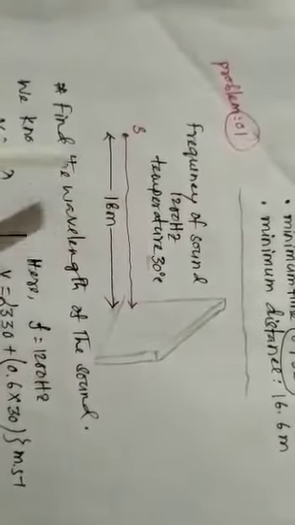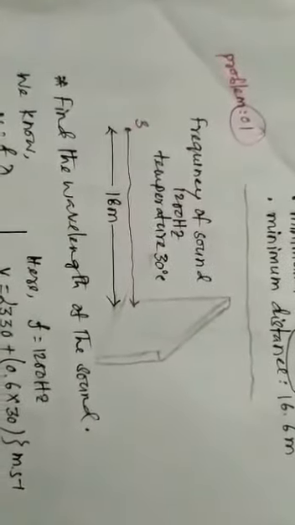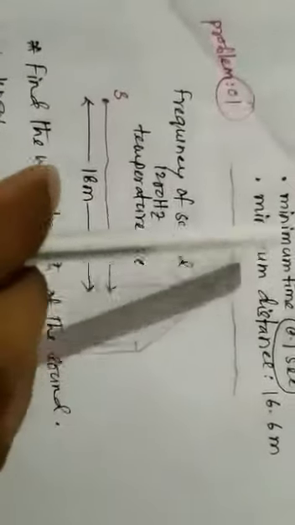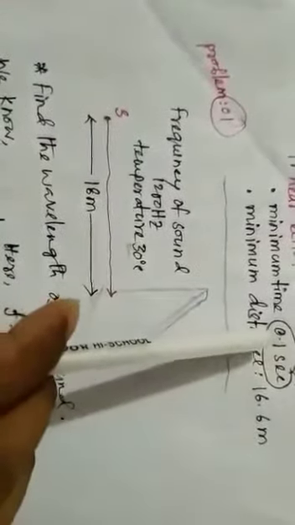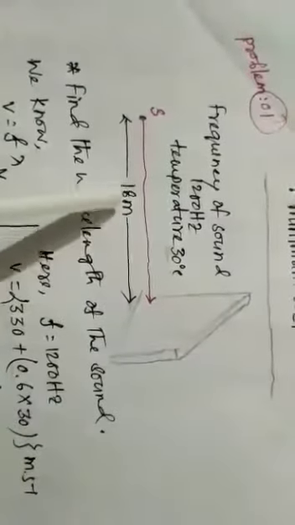You have to keep in your mind that the minimum distance for creating an echo is 16.6 meter. The minimum distance for echo is 16.6 meter, and the minimum time required is 0.1 second. But there is 18 meter distance.